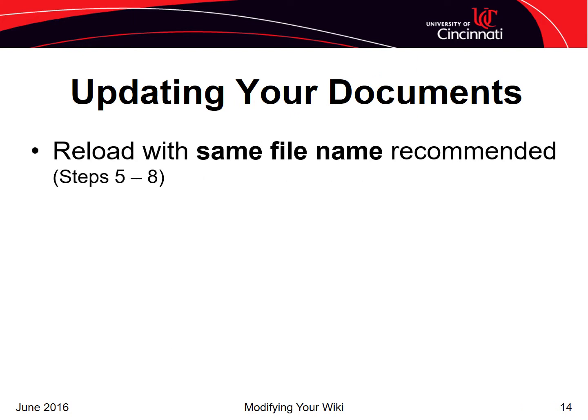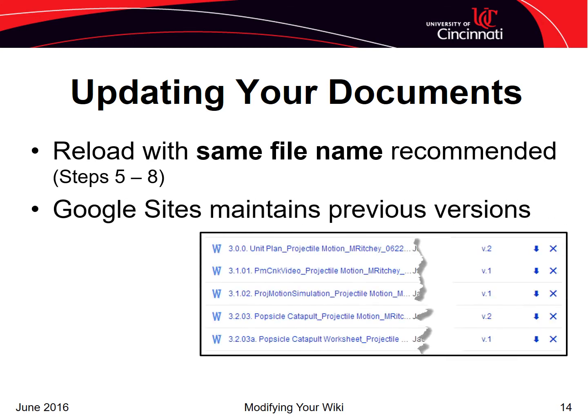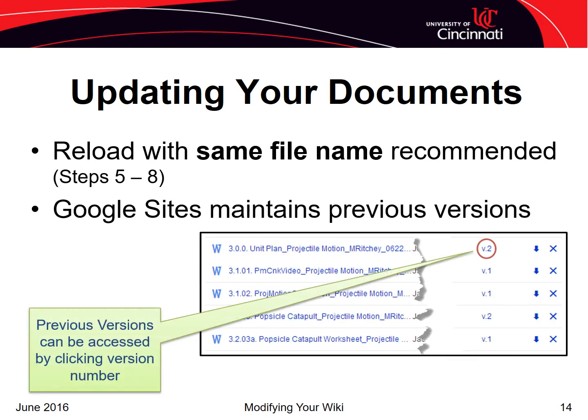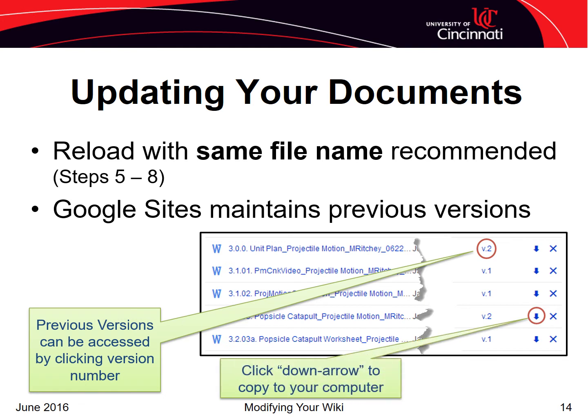When you edit your materials, you can simply reload them at any time by following the same procedure that was outlined previously in steps 5 through 8. You're encouraged to keep the same file names so that when the files are uploaded, the older version is saved and the new version replaces the old one. To access the older versions, click on the v.x label, X in this case is the version number, to the right of the file name, and select the version to open. To download a file to your computer, click on the down arrow. To delete a file, click on the X to the right.